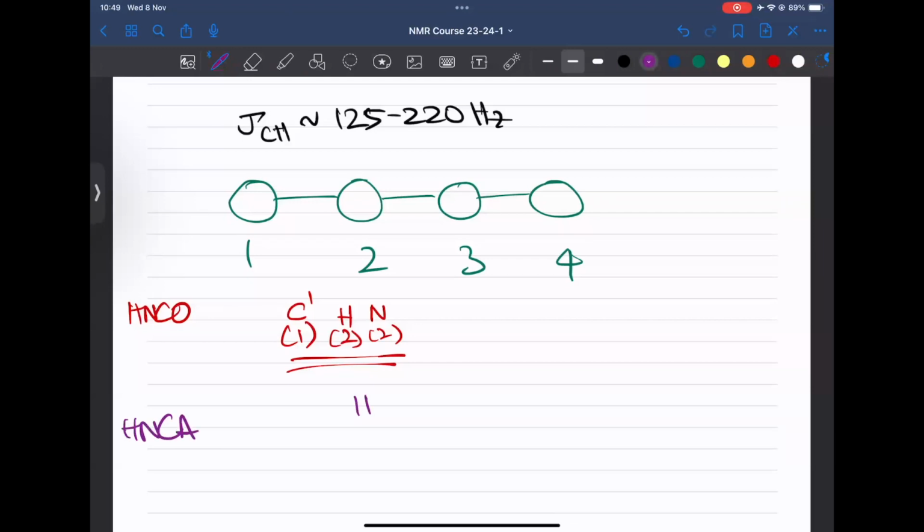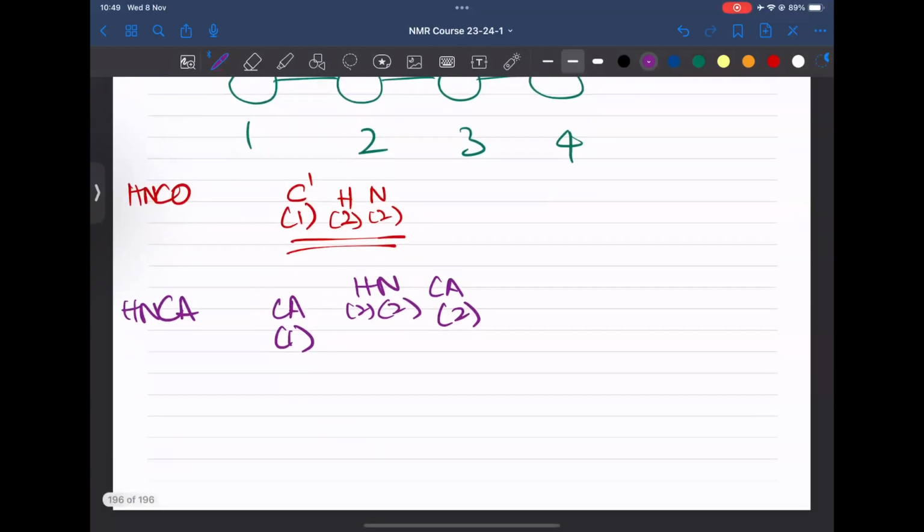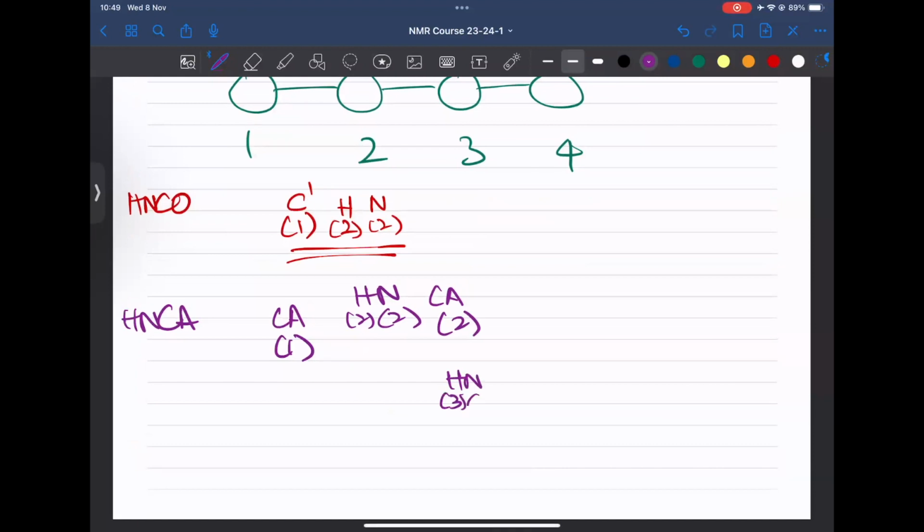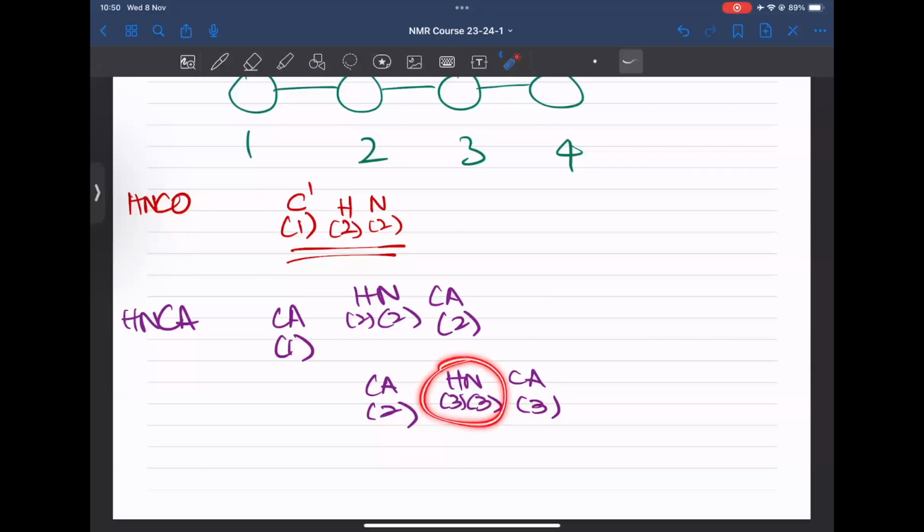HNCA will give you H of 2, N of 2 correlated with C alpha 1, but also C alpha of 2, right? Remember that experiment will also correlate H of 3, N of 3 with C alpha of 3, but also C alpha of 2, right? Slowly you start to see we have a bridging gap where if you put it all together, you'll be able to nicely string across all these resonances, which nitrogen belongs to which C alpha, who is its predecessor, and who is its successor.